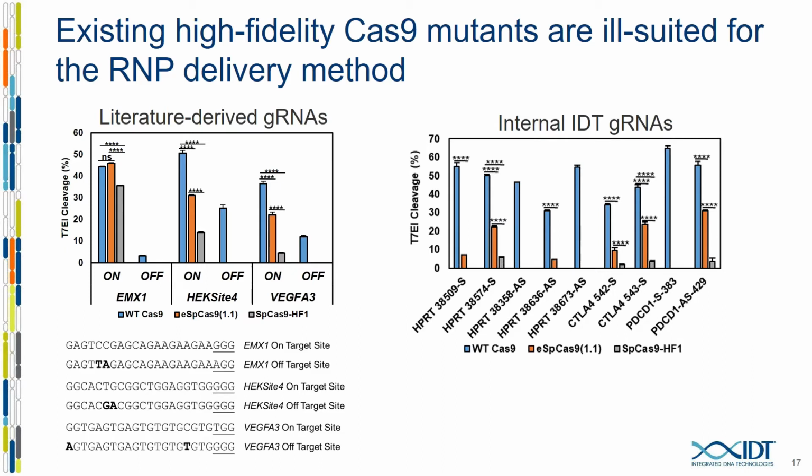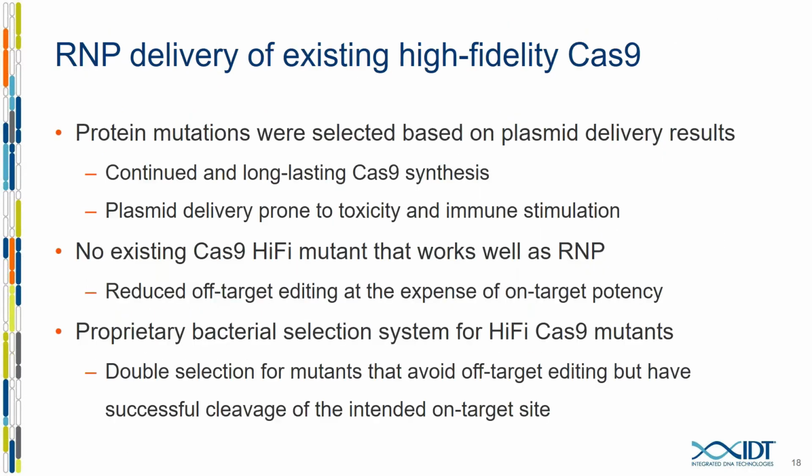And I would point out that these enzymes were evolved under conditions where they have plasmid-based expression of both Cas9 as well as the guide RNA, so they were never made to work for RNP delivery. So I don't think it's a failing of these mutants. I just think we've put them in a situation where they were not designed to work that way. I think with plasmid delivery they probably work quite well, but for RNP we just needed a different solution.